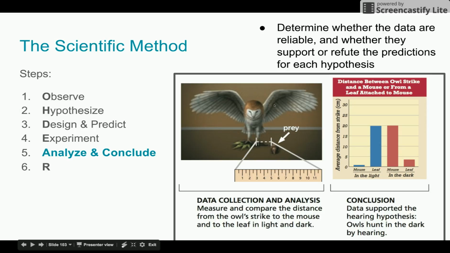So for our owl, we're going to kind of measure the data from the experiment, or collect the data, and then we're going to analyze it. So we're going to look at it, see what we can conclude from it. And in this case, the data support the hearing hypothesis. So owls hunt in the dark by hearing. And you could take a look at this graph here to figure out why that would be.